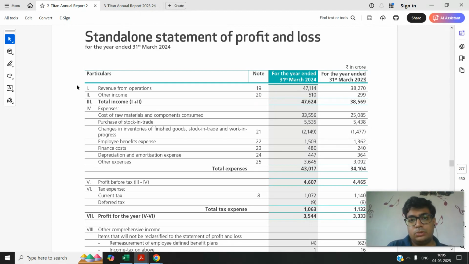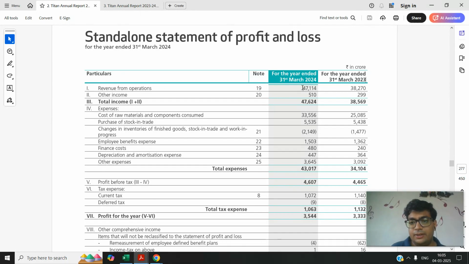If we are talking about TCS, they do provide consulting services. So for them, revenue from operations would be the money they made by providing consulting services. For a cement company, it would be the money that they made by selling cement. For our hypothetical company XYZ Limited, it would be the money that we made by selling raincoats and umbrellas.